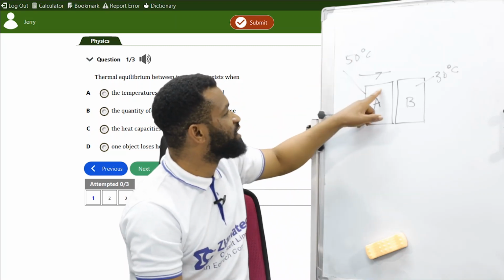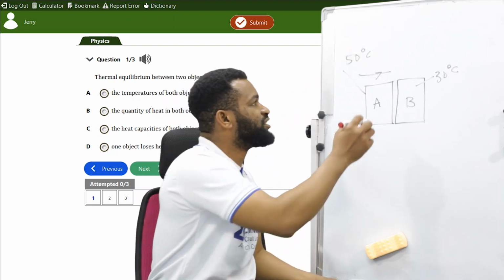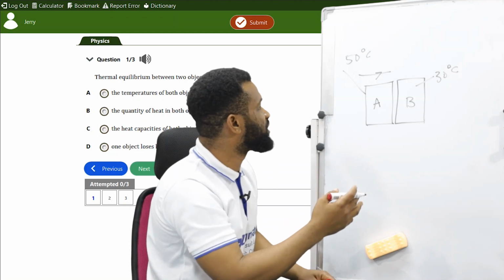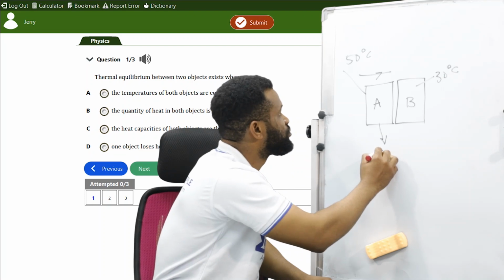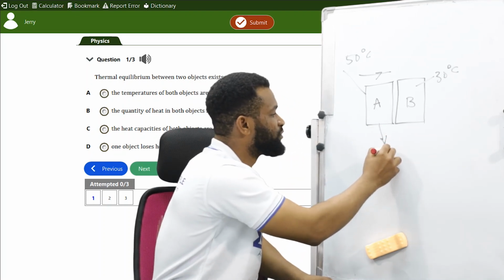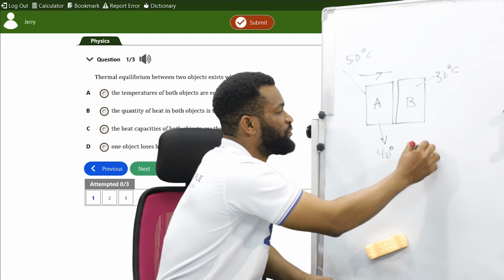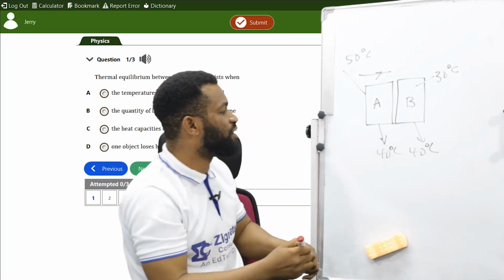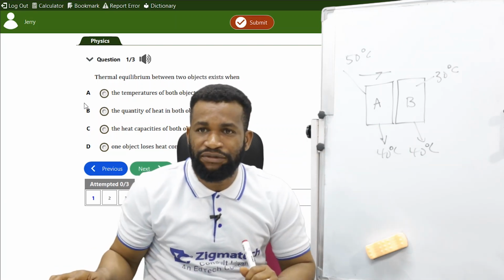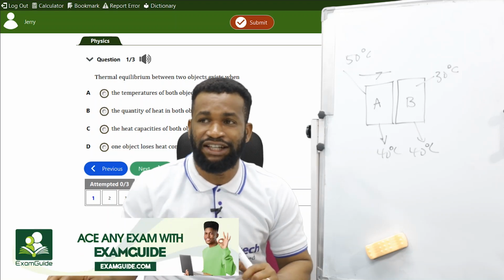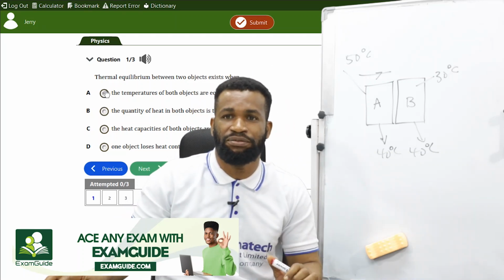So because there is a difference in temperature, heat will flow from 50 degrees Celsius, that's from body A to body B, until, after exchanging heat for some time, this one will lose and this one will gain, and the two of them will now have, let's say, 40 degrees Celsius each. Now, when the two of them become the same temperature, we say that thermal equilibrium has occurred. Therefore, the temperatures of both objects are equal. So option A is correct.